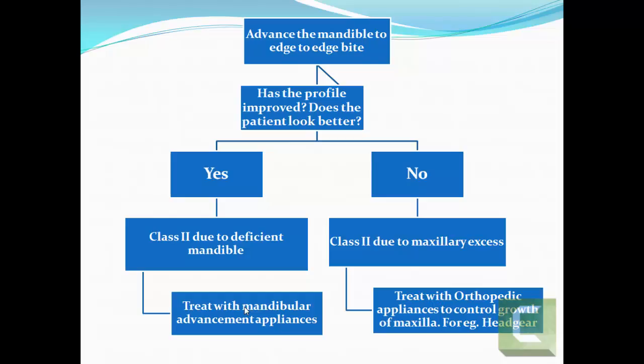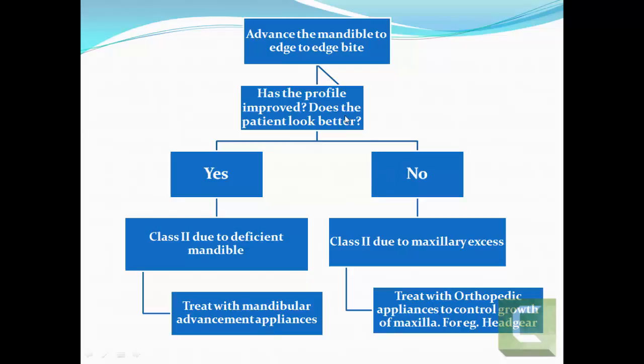So to summarize this procedure, in a clinical VTO or a visualized treatment objective, we advance the mandible to an edge-to-edge bite and then check the profile of the patient. Has the profile improved? Does the patient look better? If the answer is yes, then the class 2 malocclusion is due to a deficient mandible. And the treatment for such cases would be mandible advancement appliances, that is, functional appliances which help in bringing the mandible forward, thereby stimulating the growth of the mandible.